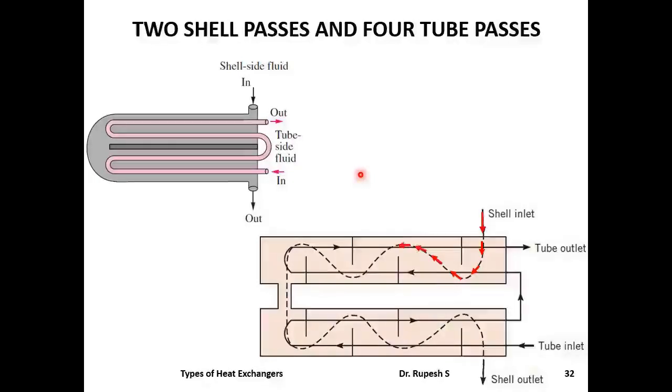In the next configuration, both shell and tube fluids are rerouted. Shell fluid is made to pass twice, whereas tube fluid executes 4 passes. Hence, this is known as 2 shell pass and 4 tube pass type heat exchanger. In all these configurations, shell and tube fluids move in counter flow pattern.